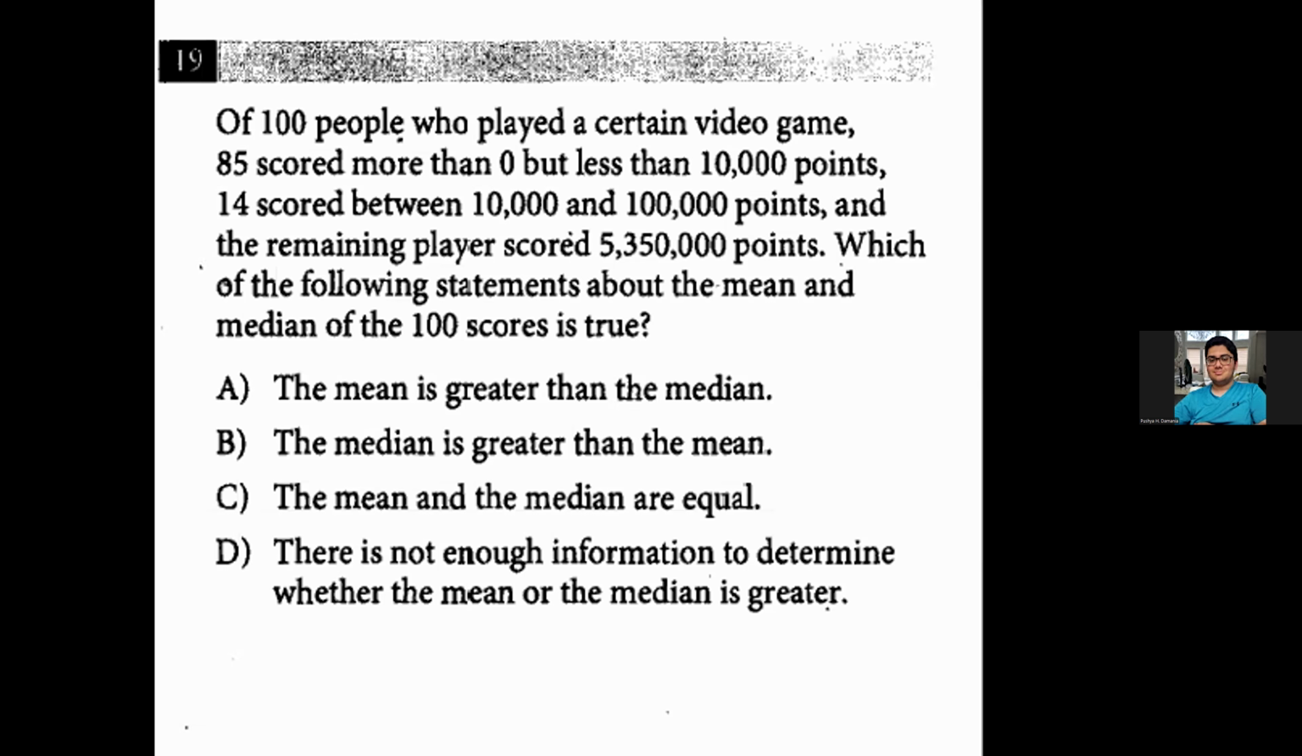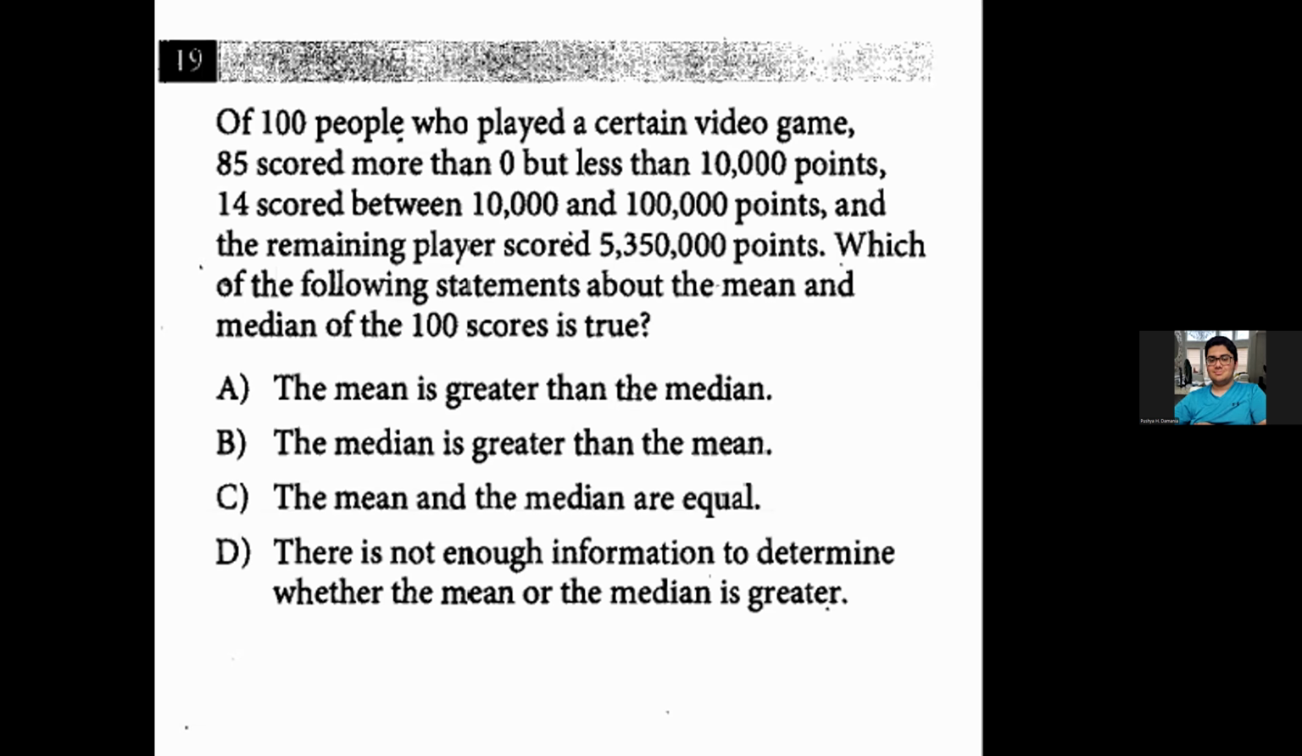And then we're told 14 scored between 10,000 and 100,000. So out of a scale from 0 to 5 million, 100,000 would be maybe like here. And this portion here is 14% of the data. And this is the remaining 1% of the data.